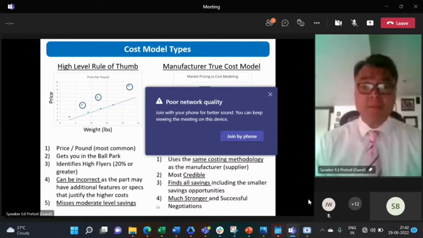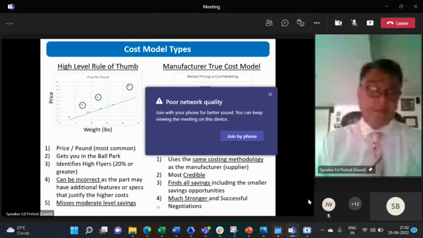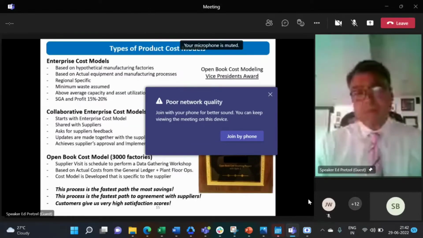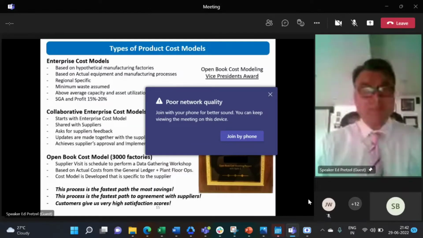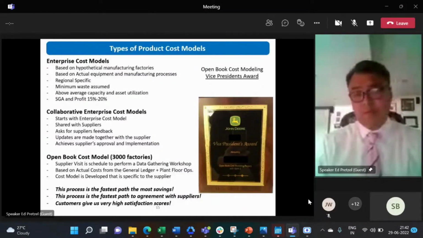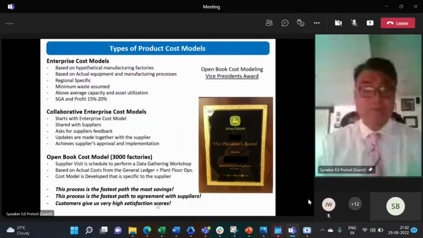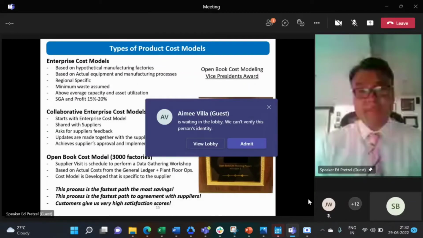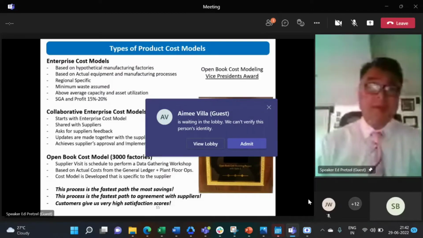actual manufacturing processes. It will be regional specific globally and also within a particular country. It generally has minimal waste assumed, above average capacity for a plant. So 2 shifts versus 1 shift. And we're generally going to have SG&A and profit set in that 15 to 20, could get as high as 25% range. So that generally gets us started. We can cost really any part using that.